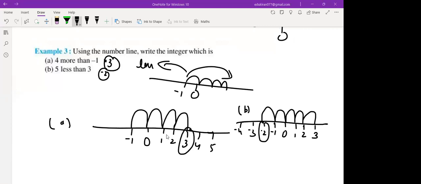Ma'am, so if they say more, you have to move right, and if they say less, you have to move left. Correct. Anybody said something? How did you get -2? Ma'am, in the B1, 5 less than 3. So 1, 2, 3, 4, 5.